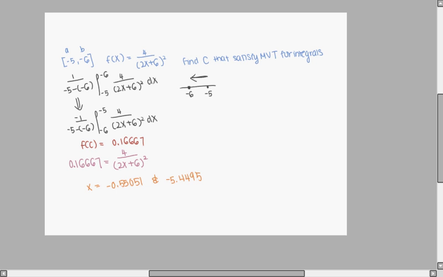So after solving, you get these two results, -0.55051 and -5.4495. But notice how -0.55051 isn't in the interval of -5 to -6. So therefore, it can't be one of our answers. So that's something you should always check, especially if you get two answers at the end, because it might not be in the interval and then it wouldn't qualify as an answer.